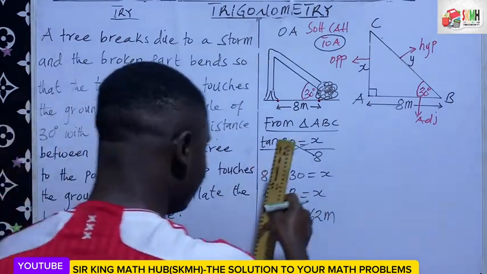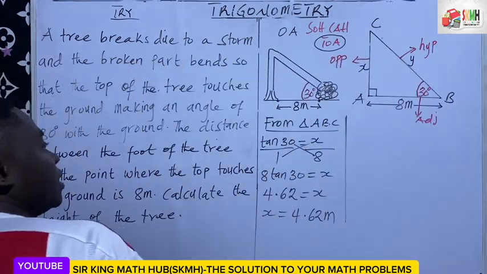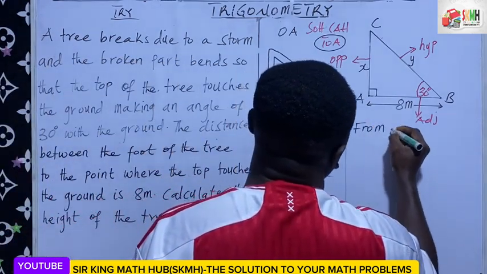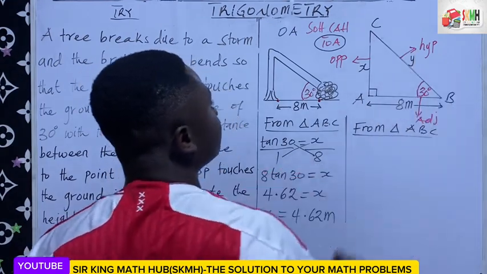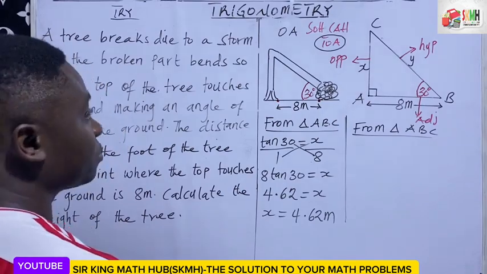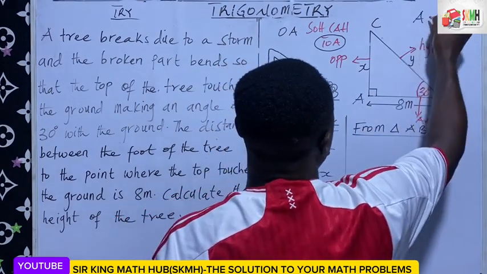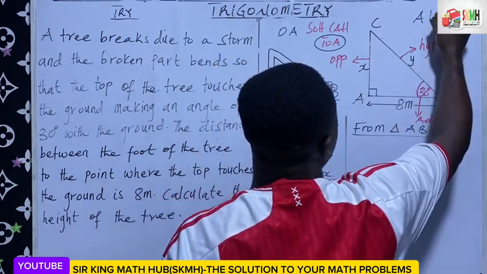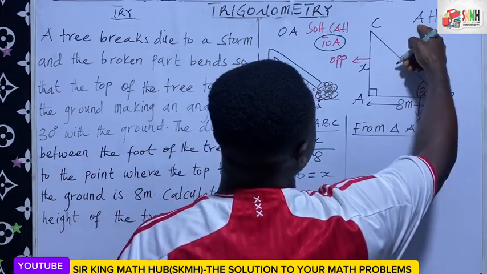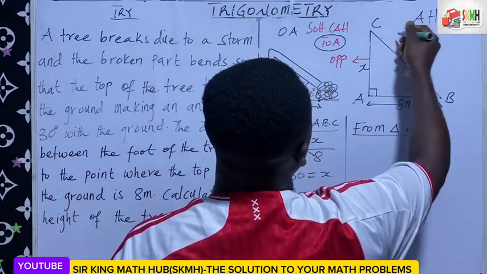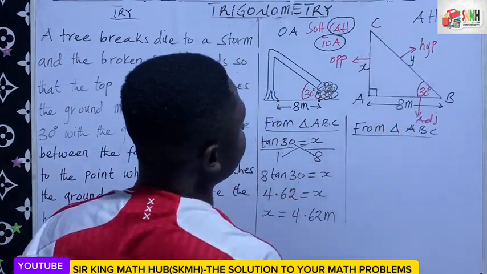So again, from the same triangle, triangle ABC, now we want this height. Because we want this height, we have our adjacent, and this height here represents our hypotenuse. So from SOHCAHTOA, which of them has adjacent and hypotenuse? So obviously it's CAH. So to calculate this height, we must go by CAH.